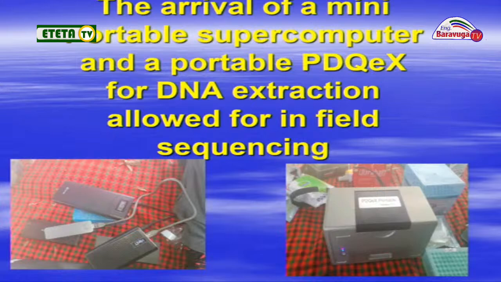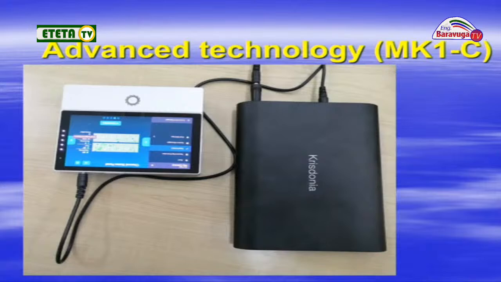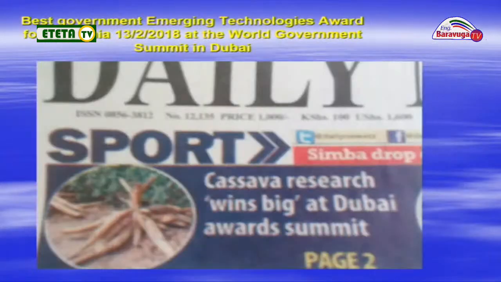So that is when we're sequencing under the tree in Imara. You can see Maasai clothes there, and in 20 minutes, farmers had all the results of viruses in their cassava. Professor, how far are you to the end? Not much. Not much. Yeah. That's why I'm moving. So this is the device, and it gave Tanzania a big award.